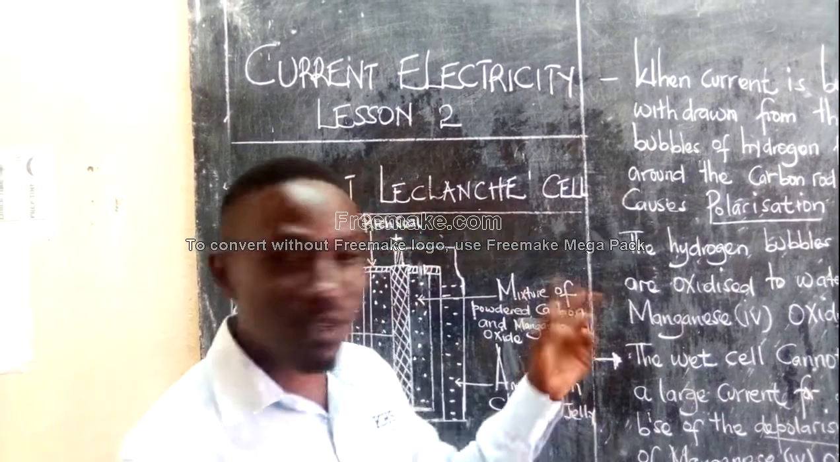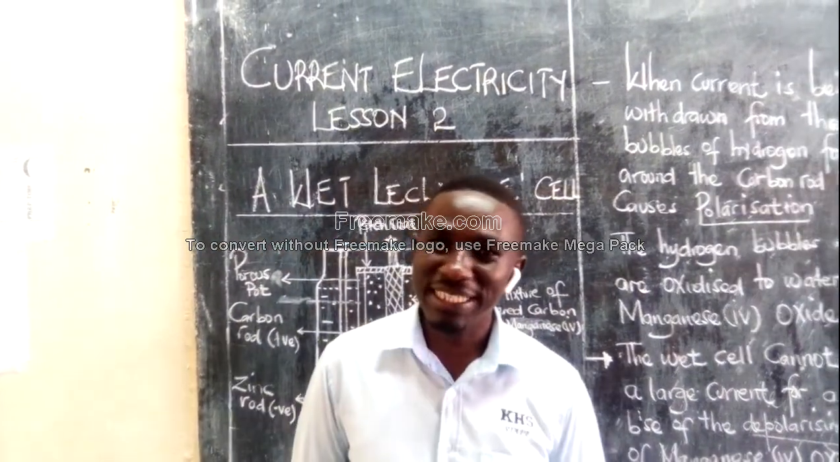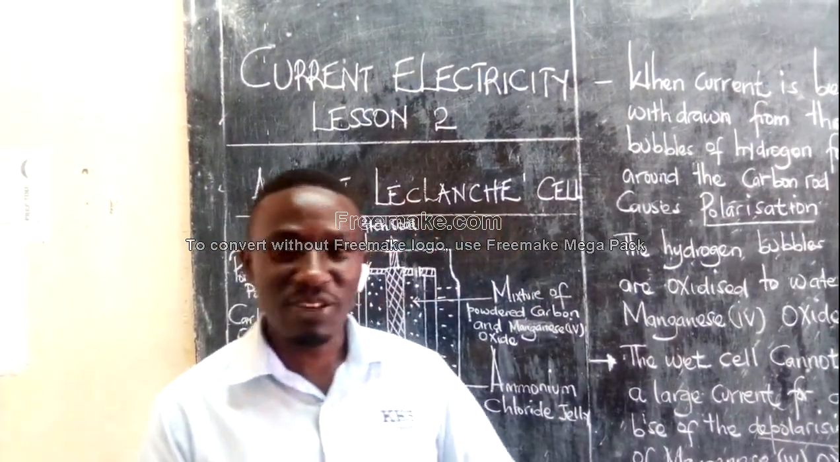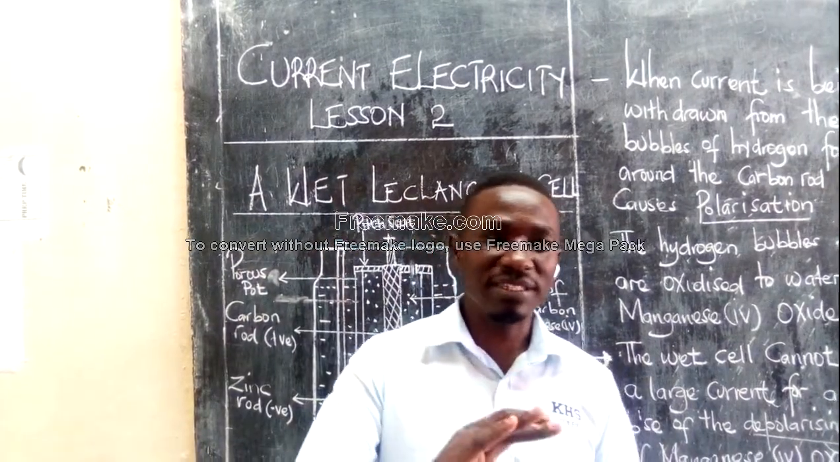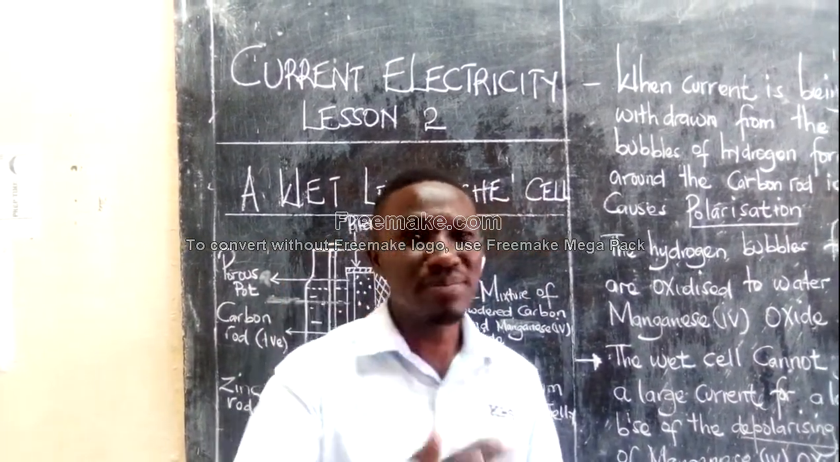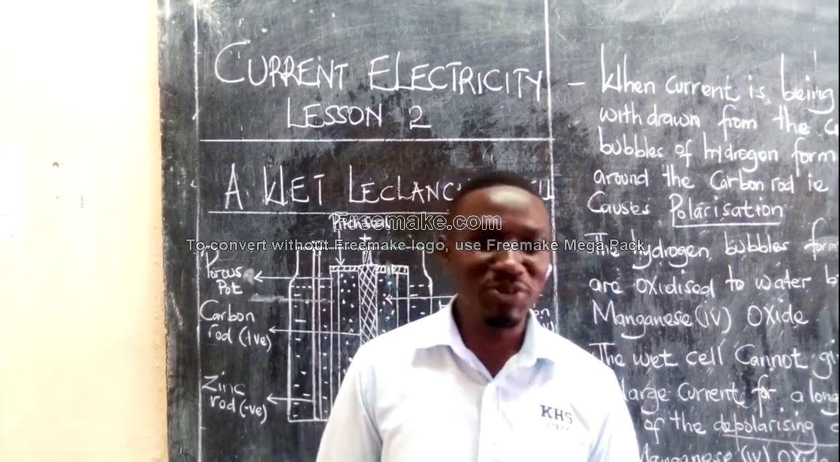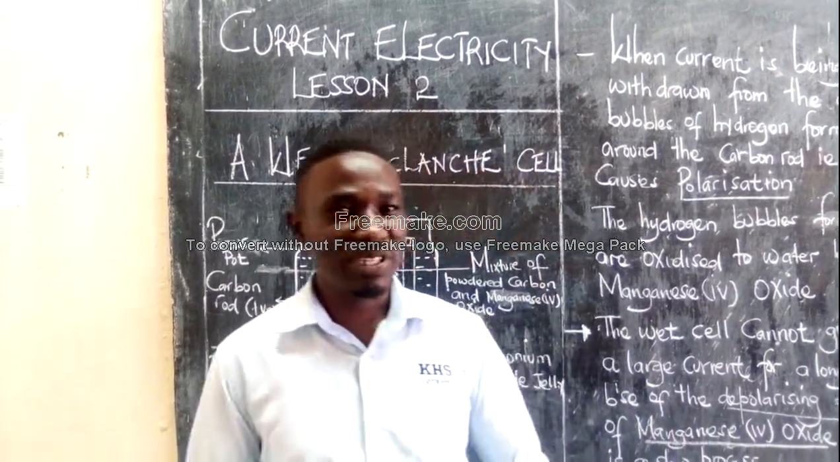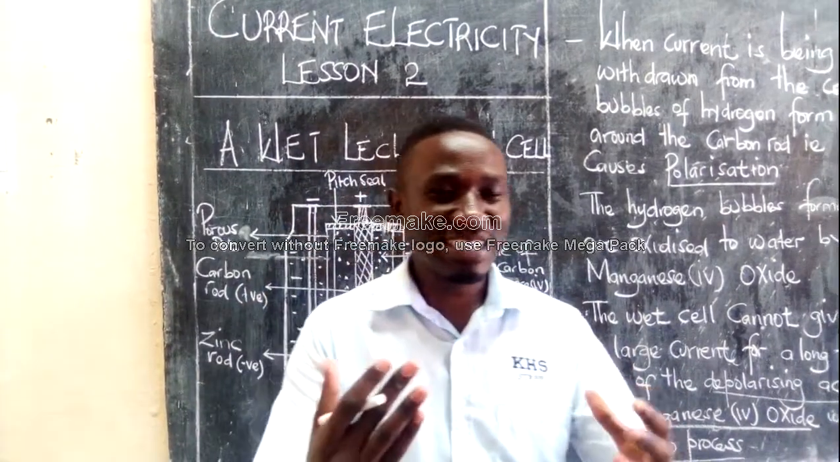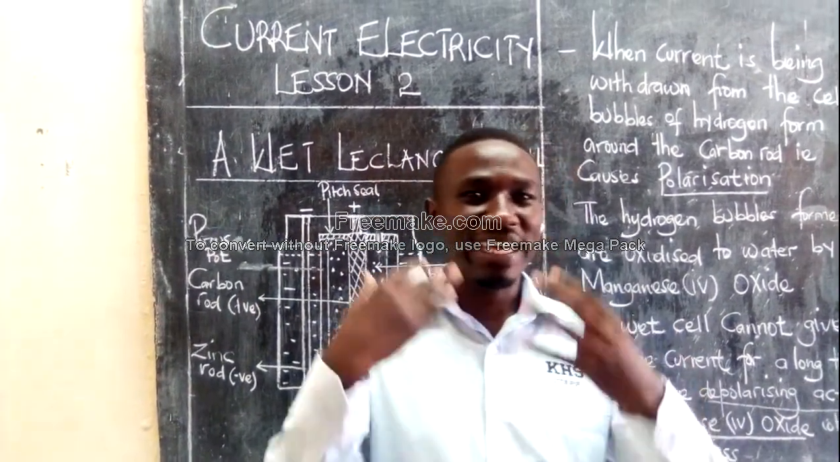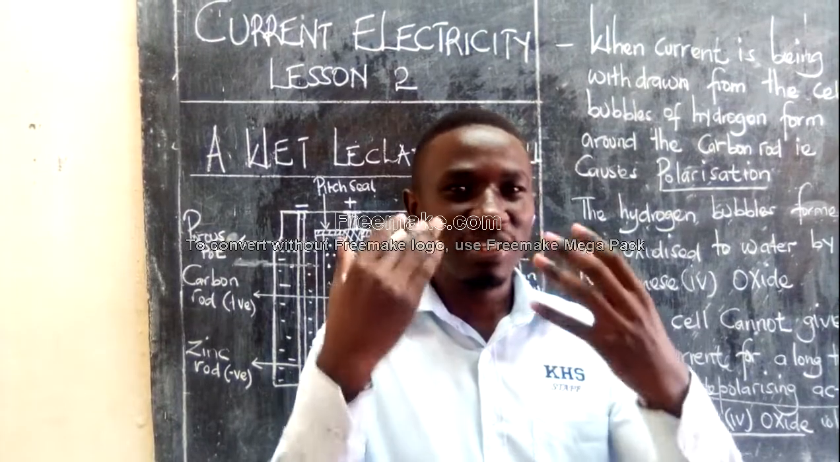And to those who attended my lesson last week, we were looking at electric cells, and we looked at what we call primary cells in particular. And we said examples of primary cells include the simple cell. We said we have a wet Leclanché cell. We also have what we call a dry Leclanché cell.